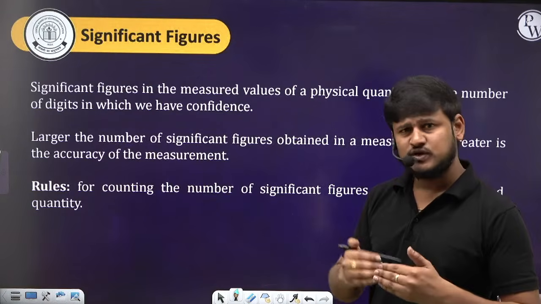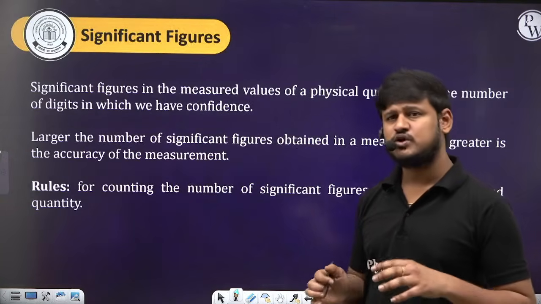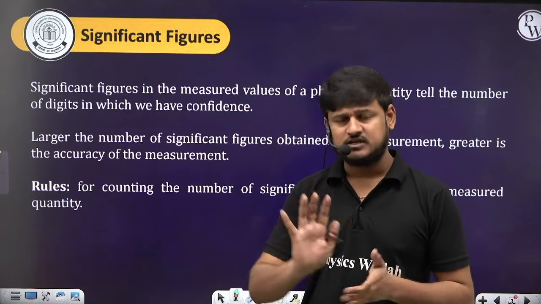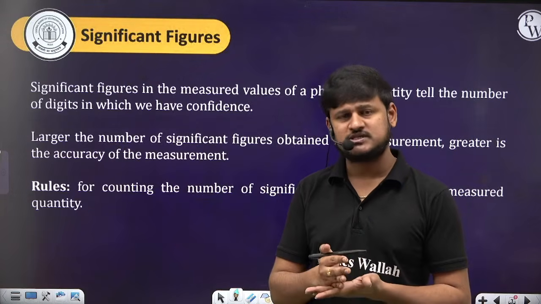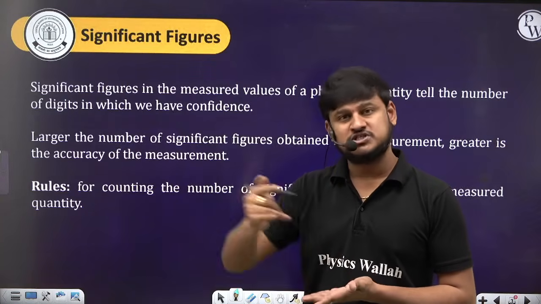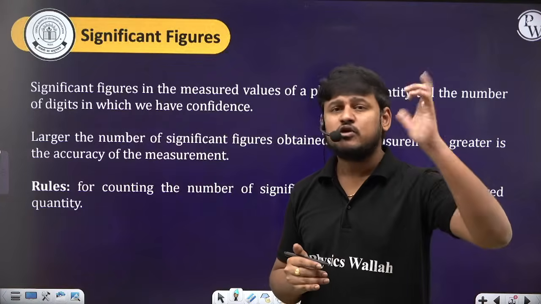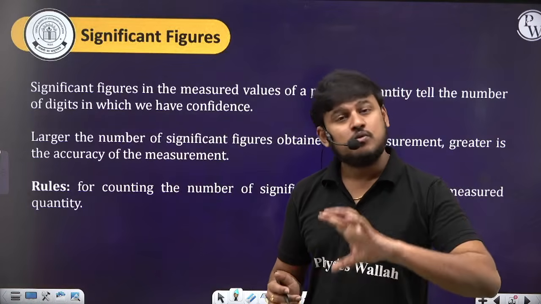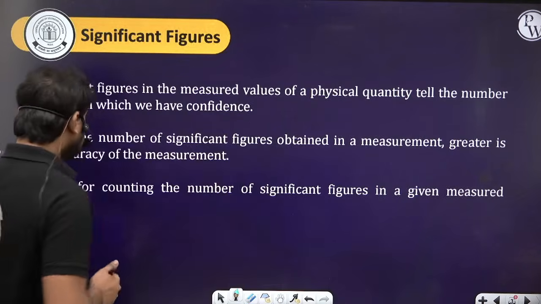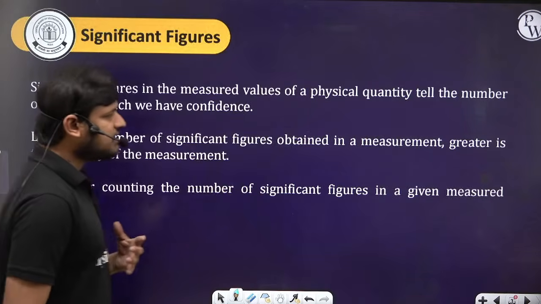So if there are more significant figures, let's suppose I asked you to measure the length of something, then one student measured 2 meters, another student measured 2.10, and another student measured 2.121. So the more the number of significant figures, the more is the accuracy, right? Chalo. So then what are the rules for counting the number of significant figures in a given measured quantity?